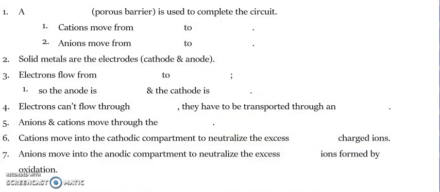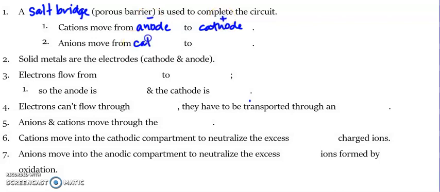So a salt bridge is a porous barrier. It's used to complete the circuit, right? You got to have it all the way complete for electricity to flow. Cations always move from anode to cathode, so from negative to positive. Anions move from cathode, so positive to negative, to anode.